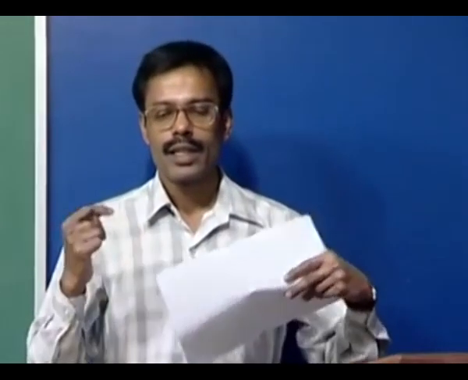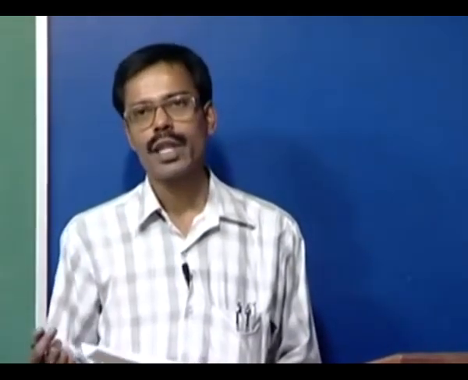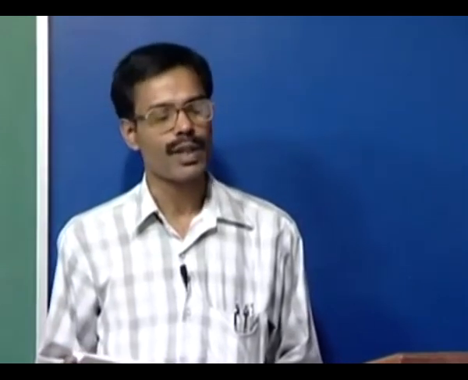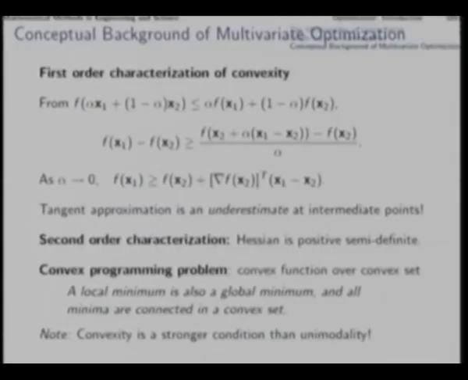There is a certain class of problems in which the feasible domain is convex, and the function that we want to minimize is also convex. Such a problem is called a convex programming problem. That is, we try to minimize a convex function over a convex set, and in that kind of a situation, a local minimum is also a global minimum, and all minima are connected together in a convex set. So, convexity is a very strong condition on a function.